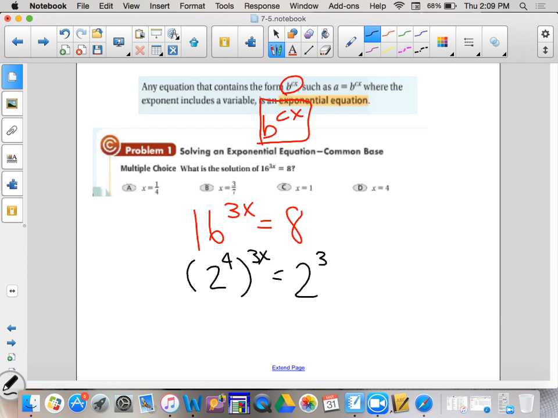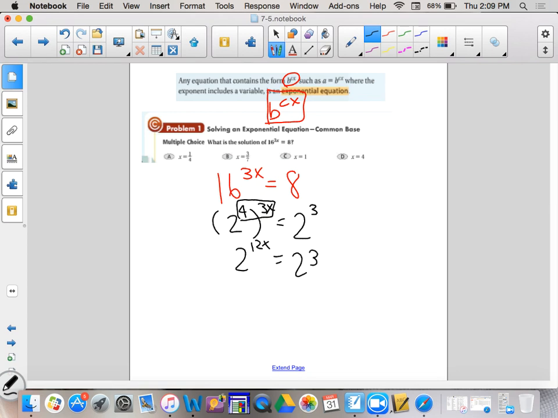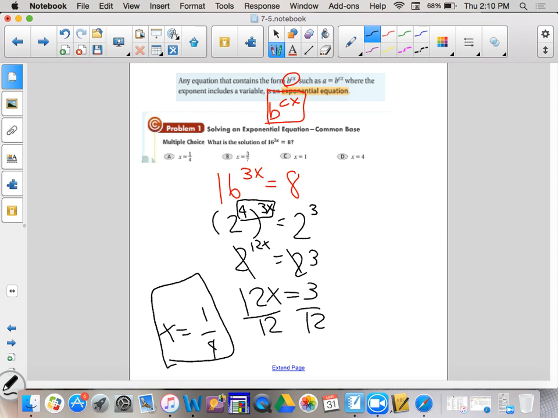The only thing different in what we've done and what we're doing in this problem is now we're going to take these two things and multiply them together. So I'm going to have 2 raised to the 12x equals 2 raised to the 3. Now what happens? My bases cancel. I'm left with 12x equals 3, divide by 12 on both sides, and I get x equals 3 over 12, which reduces to 1/4. That's my answer. That's how you work an exponential equation.